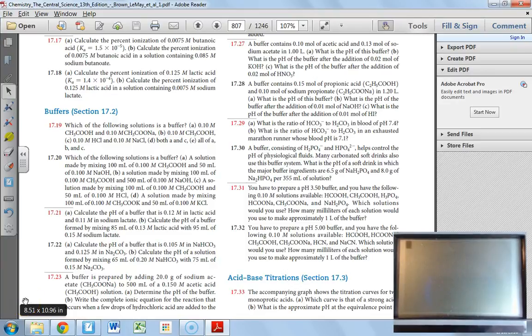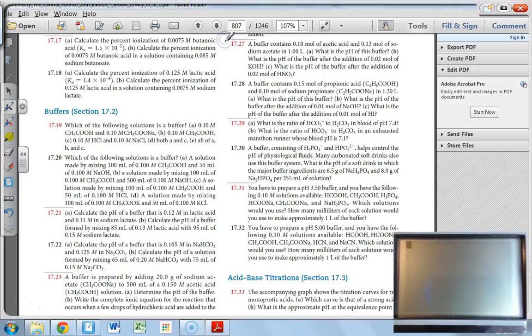Hey everybody, I wanted to go over a sample problem. This is right from the Brown-LeMay 13th edition. It's chapter 17, question number 27. Just to draw your attention to it, it's this question right here.